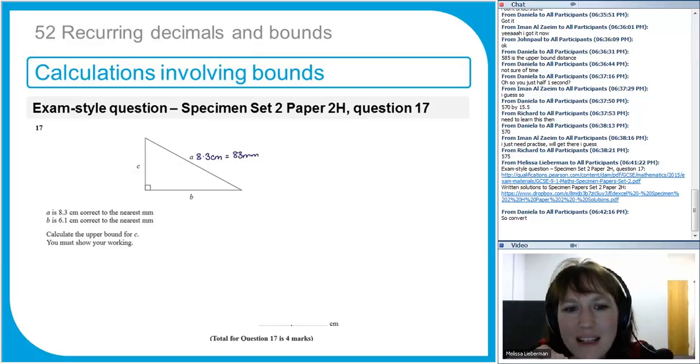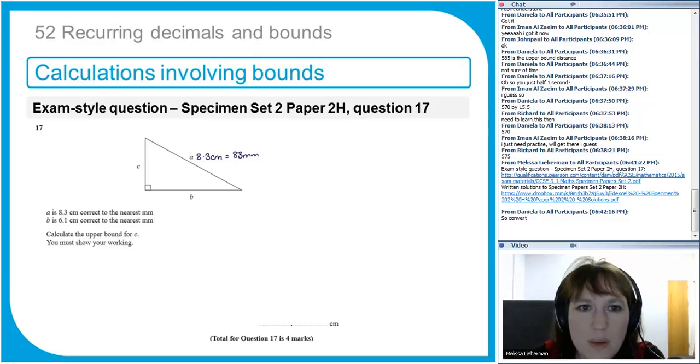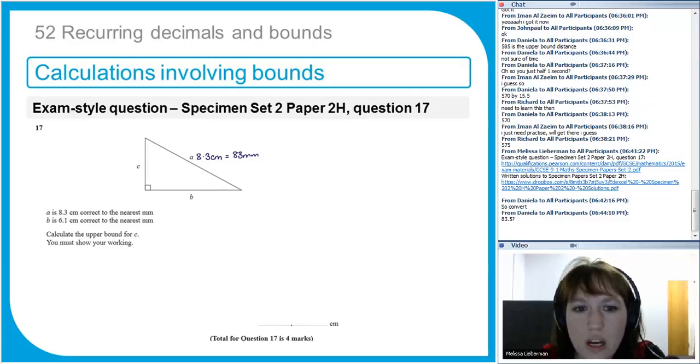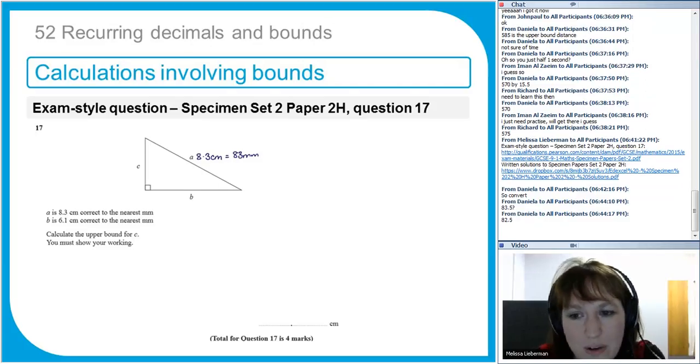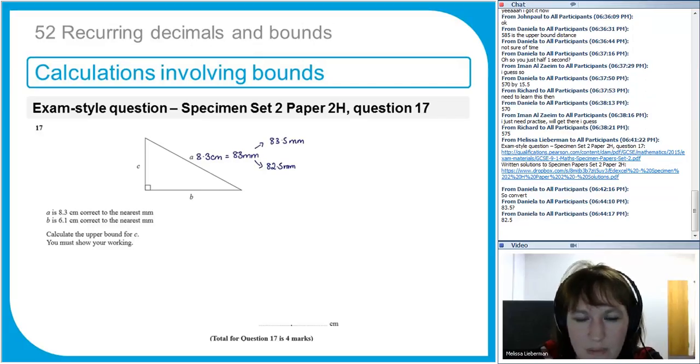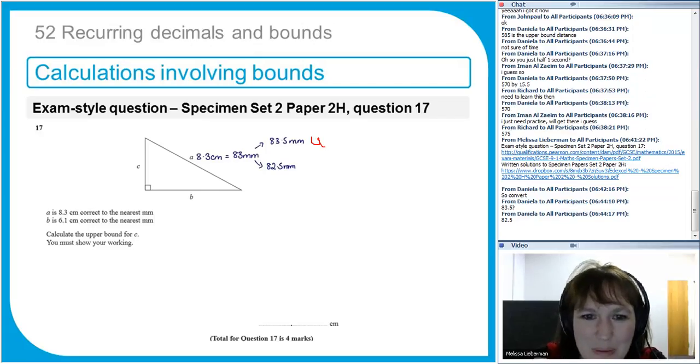What is the lower bound for 83 millimetres? We've rounded to the nearest millimetre, so we need to go 0.5 millimetre below to get the lower bound, and 0.5 millimetre above to get the upper bound. So let's write those in while we're here. The lowest value that this 83 millimetres could possibly be, 83.5, yes, that's the upper bound. What's the lower bound? For the lower bound, you need to subtract 0.5. Perfect, Daniela, good. So the lowest value that the length of this side could be is 82.5 millimetres, and the biggest value is 83.5. Okay, so we've got that down. The arrows will imply that that's the upper bound and that's the lower bound.